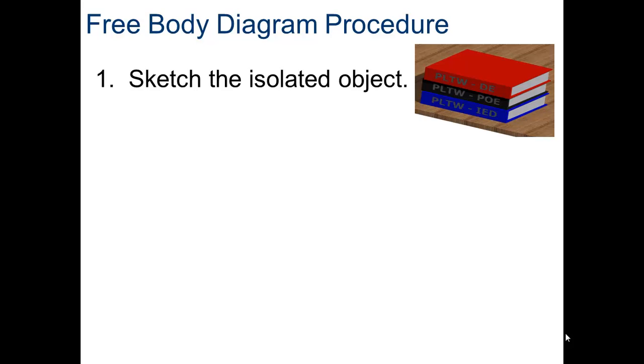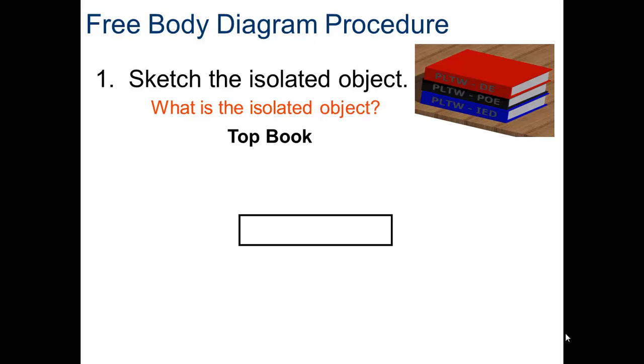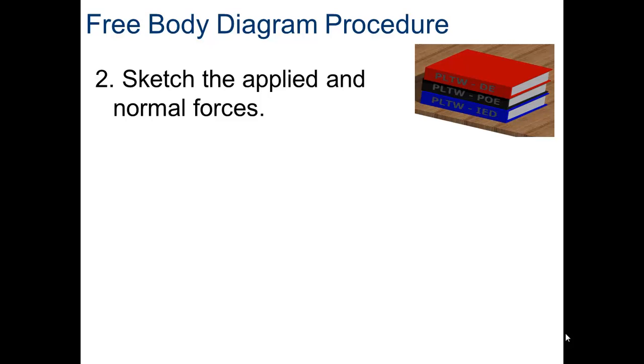This first step you need to do is sketch the isolated object. So the top book is what we want to draw. Typically we simplify the shape, so you can go like a rectangle, a square, or a circle. You don't have to draw in detail what the actual object looks like.